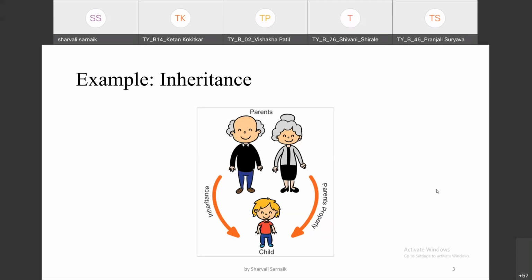Or let's take another example. Suppose there is a parent's property. That property is automatically given to his or her child. So this means some features or properties of the parent class will come to the child class. This means the child class or derived class is taking some properties from the base class. So here the base class is the parent class and the derived class is the child class.